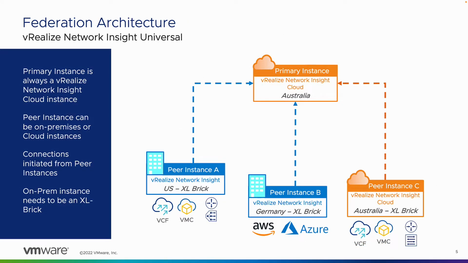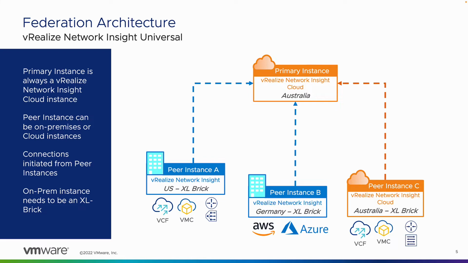Right, so what happens in the federation feature when you are linking those multiple VRNI instances together? Well, you have something called the primary instance, which is a VRNI Network Insight cloud instance hosted somewhere, typically closer to your engineers, to your admins that are actively using that instance to start troubleshooting. And then you have these peer instances that are monitoring the actual infrastructure and are located typically closest to that infrastructure. So this is the same example where we have on-prem instances in the Americas and EMEA, and then a VRNI cloud instance in APJ, and they're all monitoring their own infrastructure.